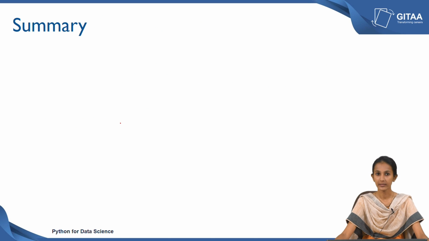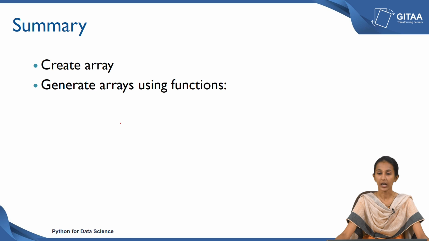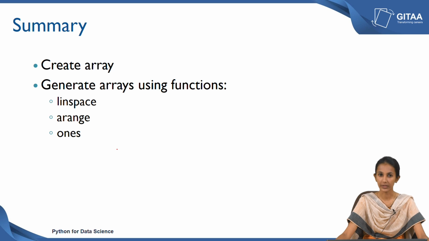So, let us summarize. First we saw how to create an array and we also saw some of the built-in functions to generate arrays. First one is linspace. It generates arrays based on the sample number. You have to specify the start value and end value. Next we also saw arange. It generates arrays based on the step size, which is an increment value, and we also saw ones. Ones basically generates arrays fully filled with ones. If you want to fully fill with zeros, you can use numpy dot zeros.